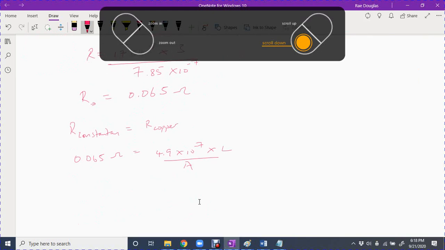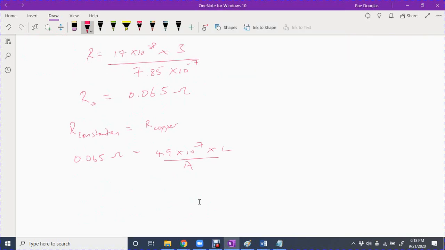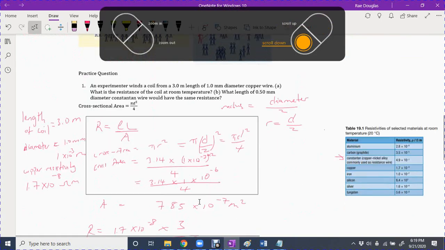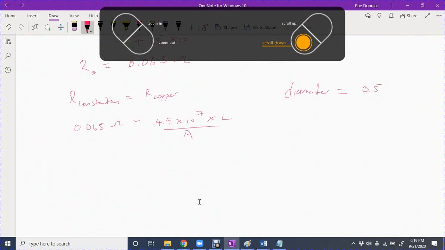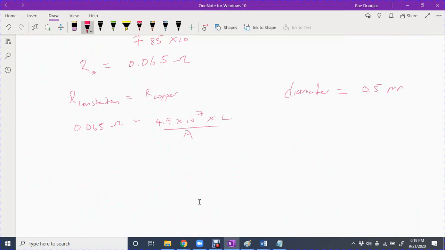Now, we don't know the length. We don't know the area fully, but we know the diameter. The diameter was given as 0.5, I think it's 5.5 or 5. Let me go back and check. Yeah, 5 millimeters, right? Which in meters would be 0.5 times 10 to the minus 3 meters. So this is the diameter.